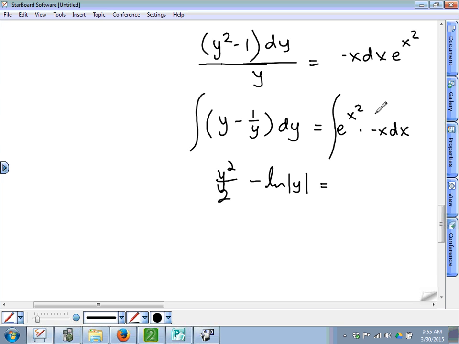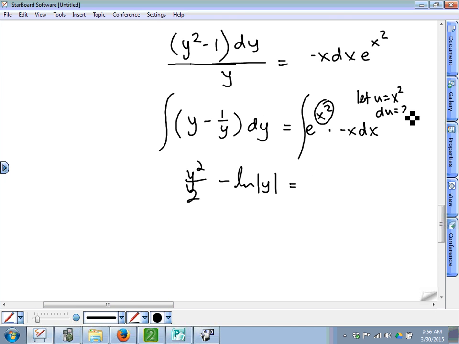We need to do a u substitution here. If we let u equal x squared, then what's du? 2x dx. Actually, I'm going to move that minus sign out front. We've got the x dx that we need. What are we missing? We need a 2 right there, and we need a 1 half out there. So it's negative 1 half.